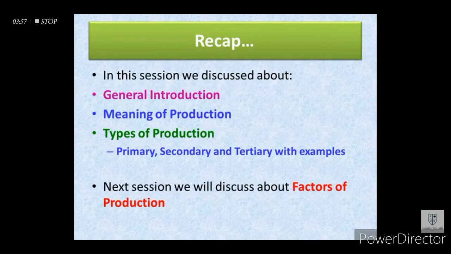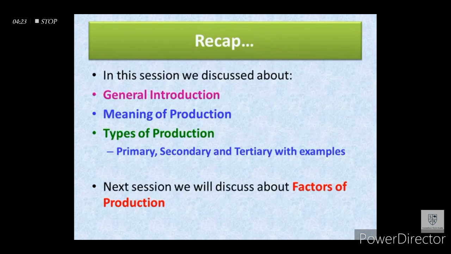We also learned about the types of utilities: form utility, place utility, and time utility. A form utility is a change in the physical form of the commodity. Its utility may increase. Place utility: if it is transported from one place to another, its utility might increase. Time utility: if you store the commodity for future use, its utility may increase. We also learned about the meaning of production and the types of production.